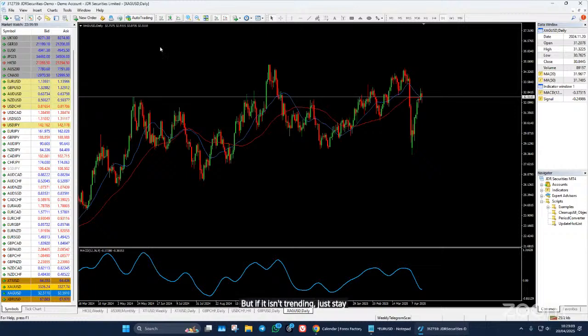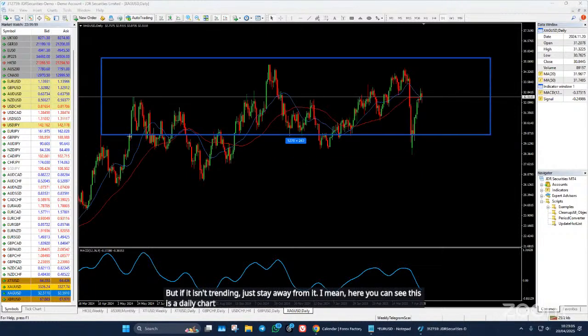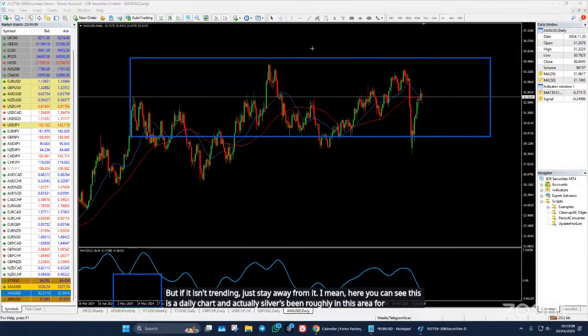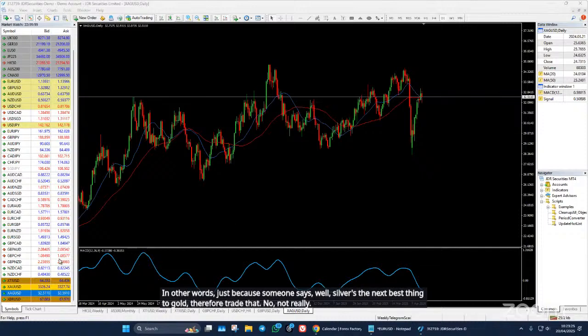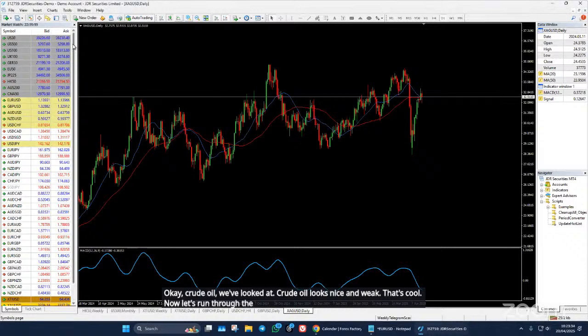Here you can see this is a daily chart, and silver's been roughly in this area for, again, a year. Gold's taken off, silver hasn't. So don't equate gold and silver. If you cannot see a correlation, don't make the assumption. In other words, just because someone says, well, silver's the next best thing to gold, therefore trade that. No, not really, if it's not performing the same way. Okay, crude oil, we've looked at. Crude oil looks nice and weak, that's cool. Now, let's run through the markets, okay?